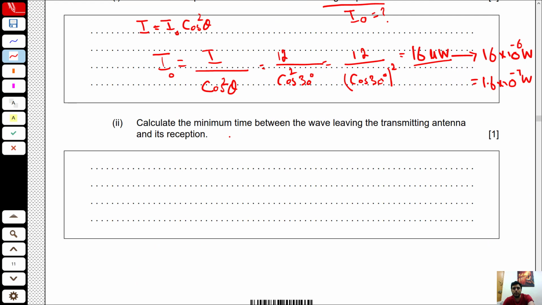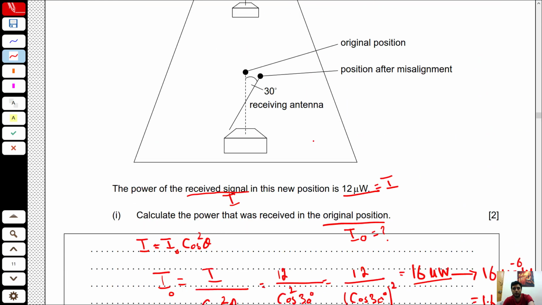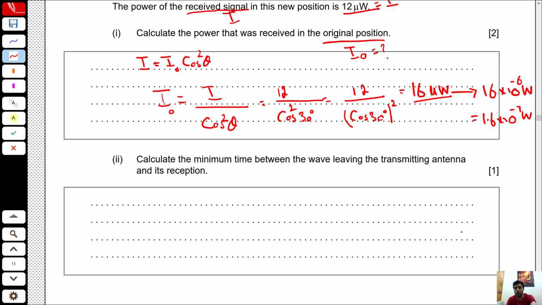Calculate the minimum time between the wave leaving the transmitting antenna and its reception. Minimum time. Wave. What type of wave is it? Electromagnetic wave. It's a radio wave, and radio wave, being part of the electromagnetic wave family, means all electromagnetic waves travel at the speed of light. So the speed of the wave is equal to the speed of light, which is 3 times 10 to the power of 8 meters per second. All electromagnetic waves travel at the same speed of light, 3 times 10 to the power of 8 meters per second. This one is also given in the question as an approximate number.